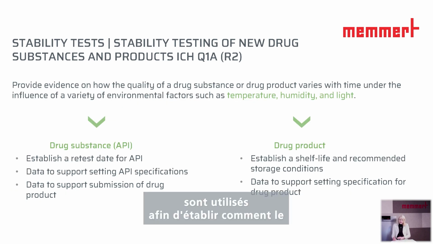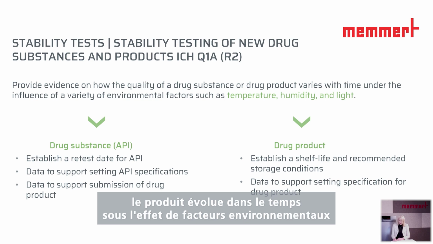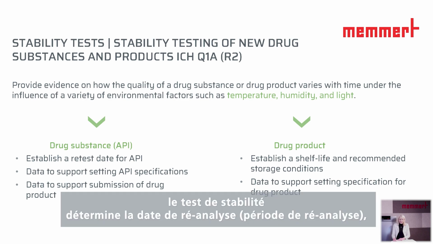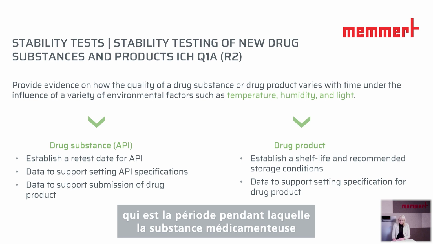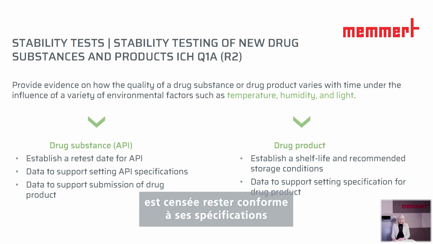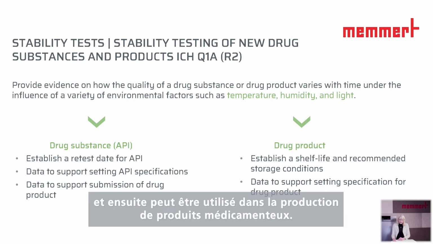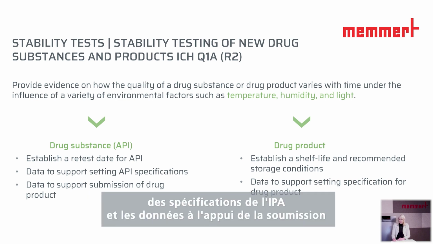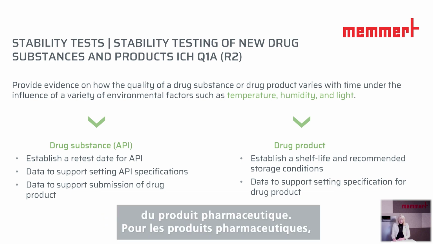Stability testing is used in order to establish how the product changes over time under environmental factors such as temperature, humidity, and light. For drug substances, stability testing determines the retest date, that is the time frame during which the drug substance is expected to remain within its specification and therefore can be used in the manufacturing of the drug products. And it helps to establish data to support setting API specification and data to support submission of the drug product.